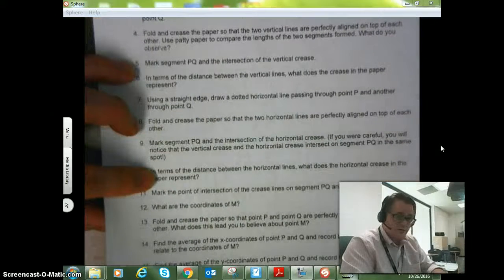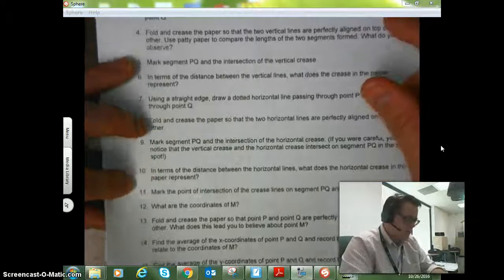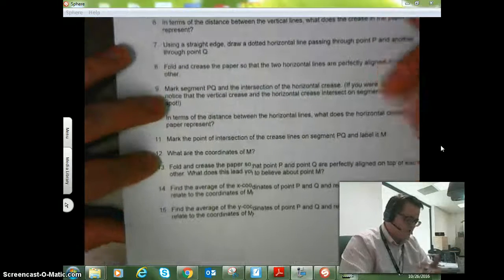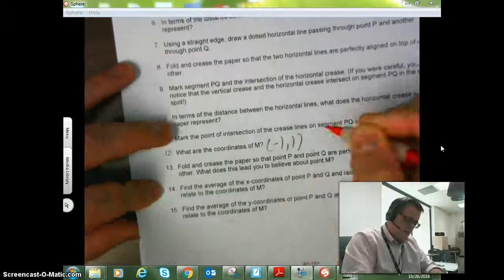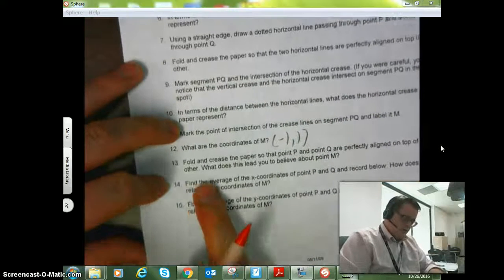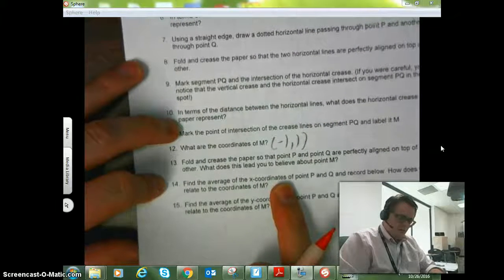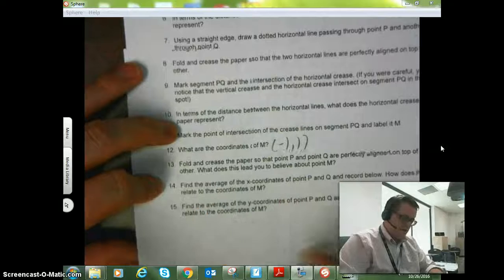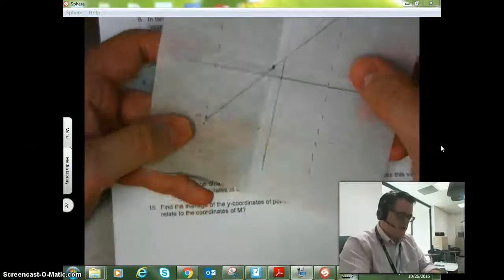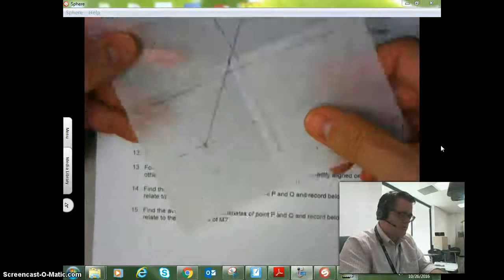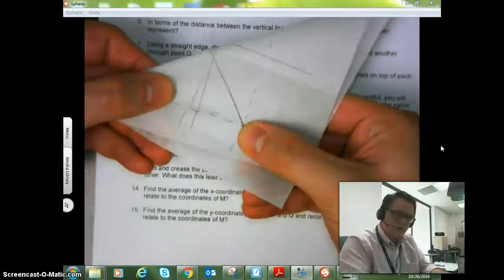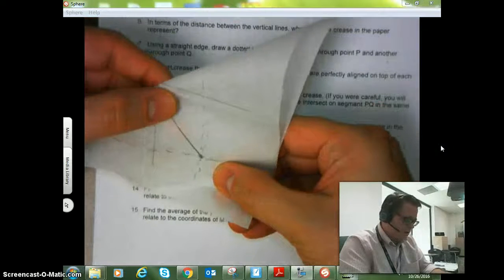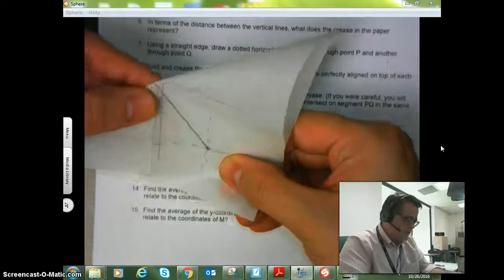Now we want to use a capital M instead of a lowercase m because lowercase m is reserved for slope already. So what are the coordinates? Well, the coordinates there are -1 and +1. So fold and crease the paper so that P and Q are perfectly aligned on top of each other. So remember, here's P down here and here's Q. So now I'm going to take my patty paper and fold it so those lay on top of each other, kind of like that. And I'm going to crease it there.